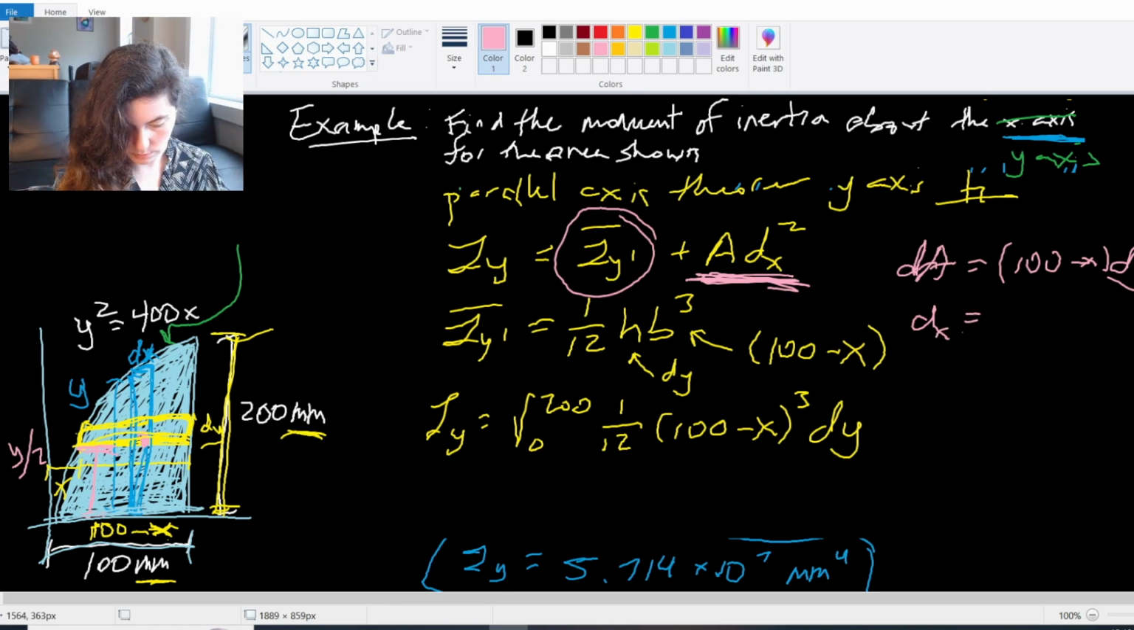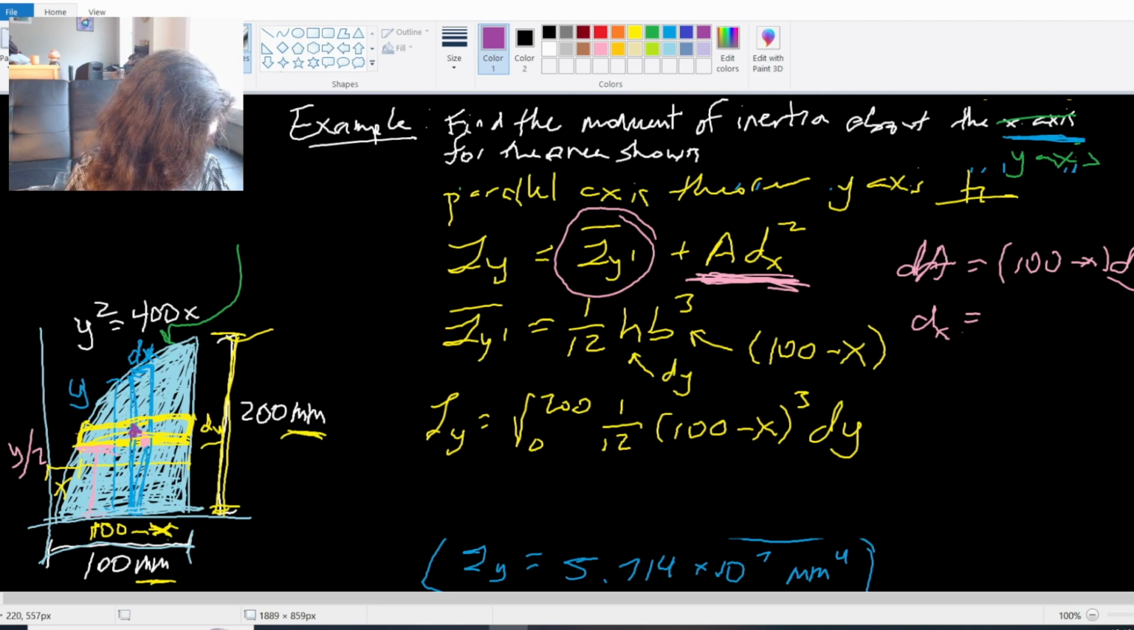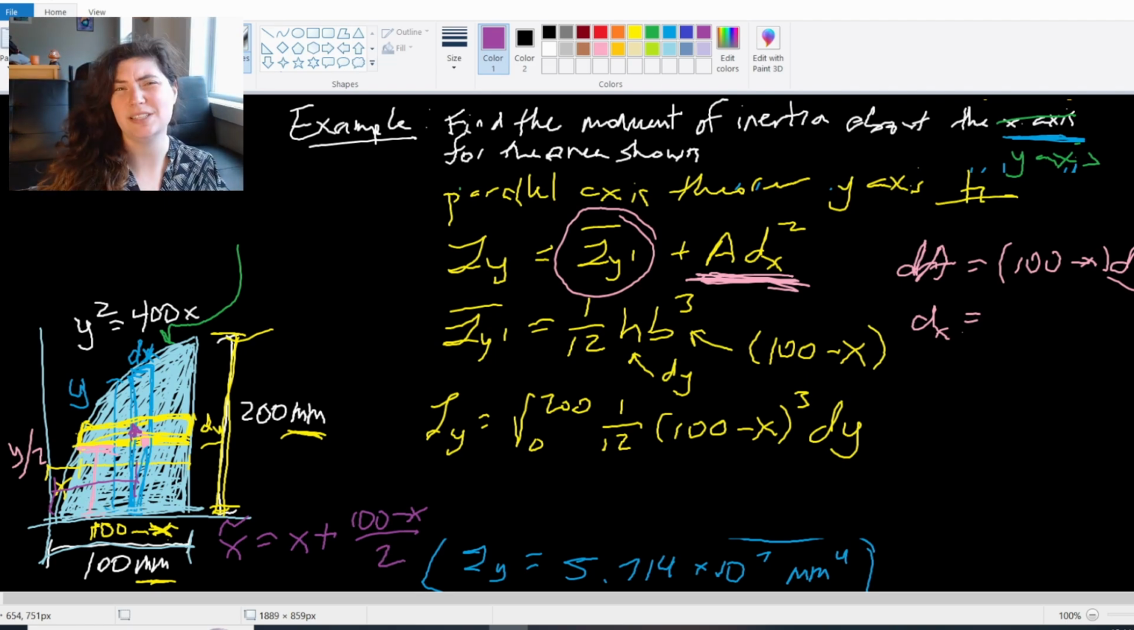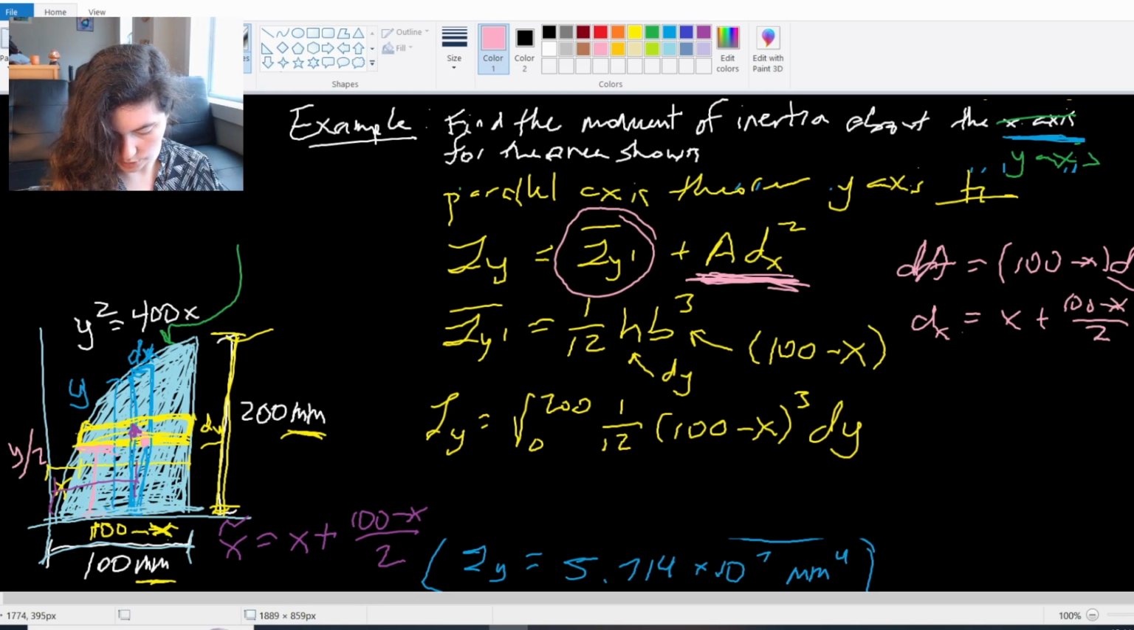So now, here in purple is going to be my centroid of the yellow. My centroidal x distance, my x tilde, is going to be x plus (100 minus x) over 2. We saw some equations like that when we were doing centroids. So again, this is going to be kind of a messy integral: x plus (100 minus x) over 2.